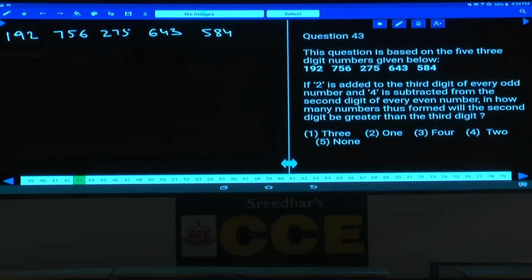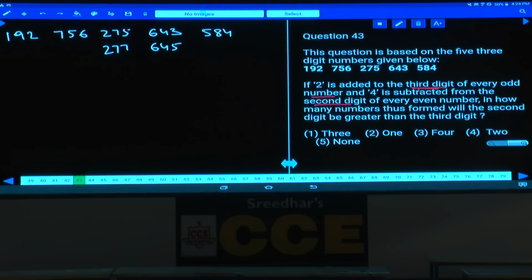If 2 is added to the third digit of every odd number. How many odd numbers are there? Now only 2 odd numbers. 2 is added to the third digit of every odd number, so this will be 277, and this will be 645. And 4 is subtracted from the second digit of every even number.